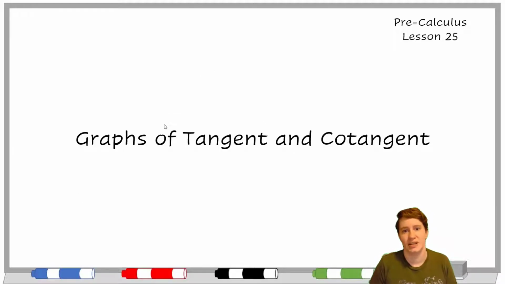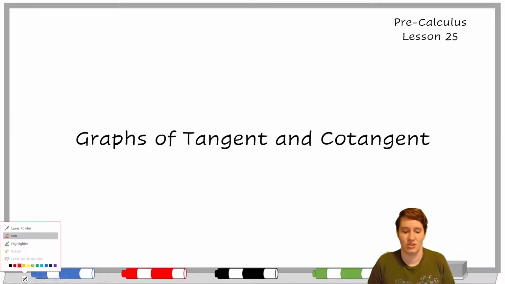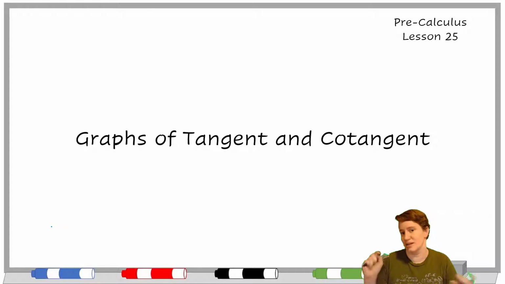This is for pre-calculus math UC, and we're doing lesson 25, which is about the graphs of tangent and cotangent. So this is going to be our final set of trig functions we're graphing, because we've already done sine and cosine and secant and cosecant. So now we're ready for the last pair, tangent and cotangent.